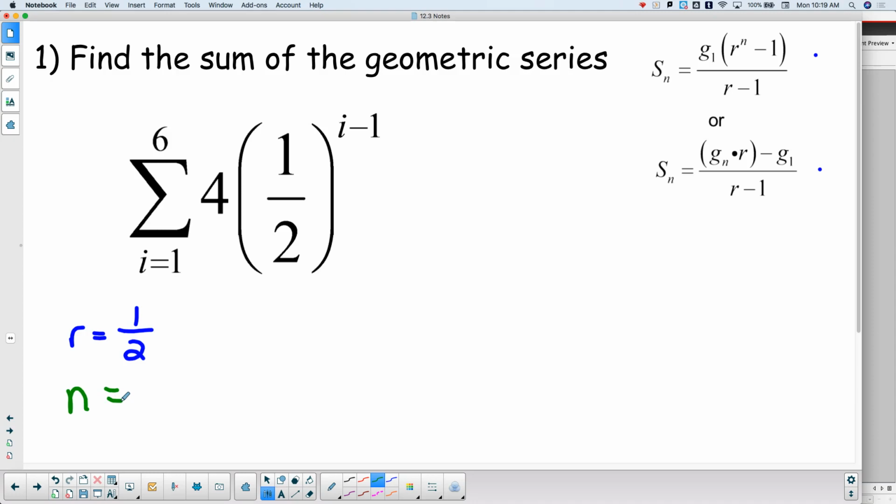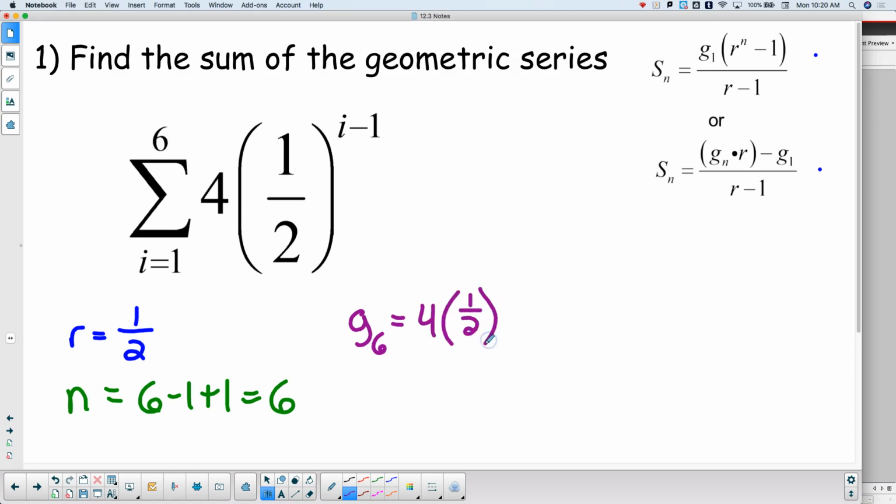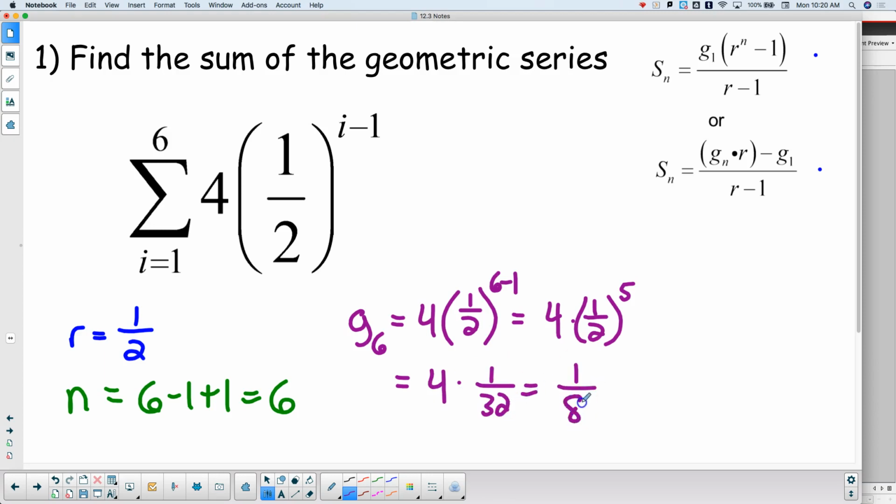What's n in this problem? Well, yes, 6. 6 minus 1 plus 1 is 6. So now I can find G sub 6, which is my last term. So I'm going to plug that into my function. Six minus 1 is 5. One half to the 5th power is 1/32. So my last term ends up being 1/8.